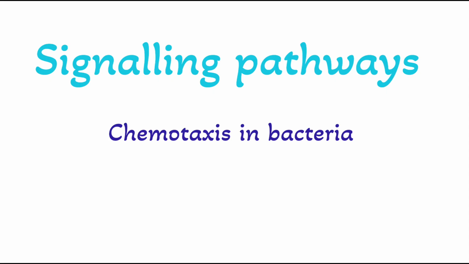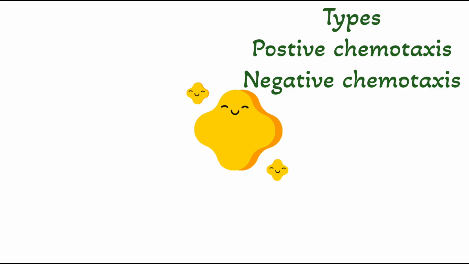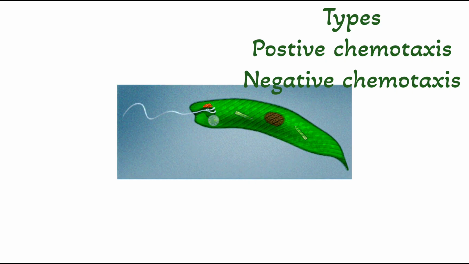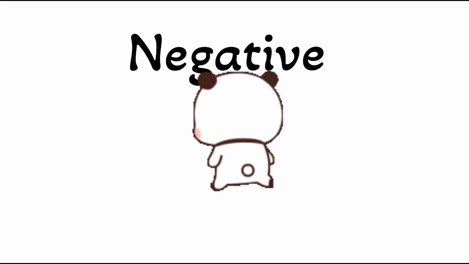So chemotaxis is the movement of an organism like bacteria in response to a chemical stimulus. It can be positive or negative. Positive chemotaxis is movement towards a chemical attractant like a nutrient. Negative chemotaxis is movement away from a harmful substance like toxins.